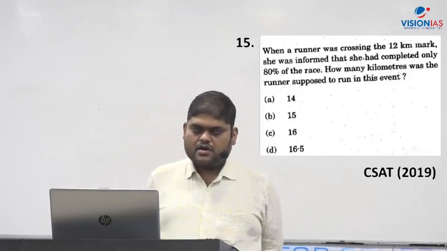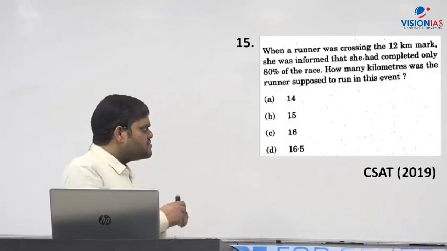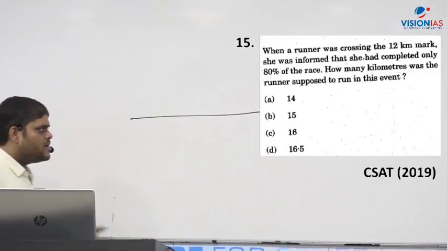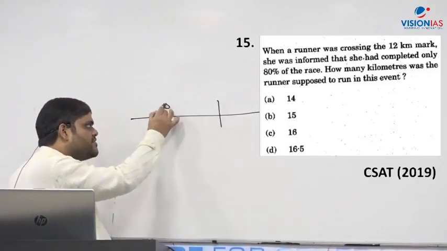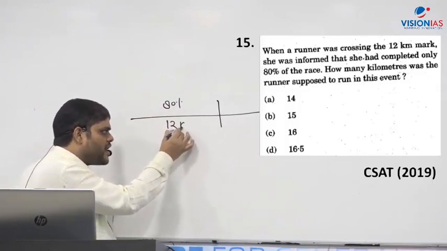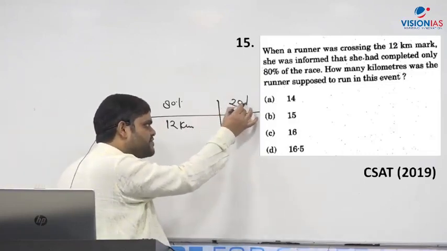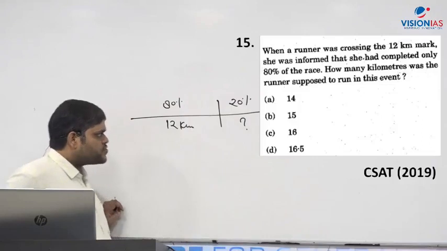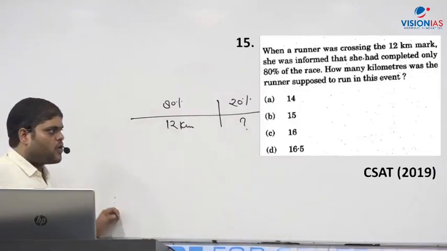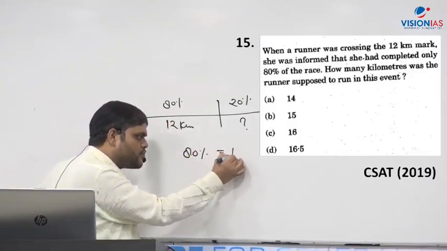Yes, everybody is correct. Suppose this was a total track. Now what happened? He covered 80% when he ran 12 kilometers. That means still 20% is left, and we need to find out how much is 20%. What we know is that 80% is equal to 12.